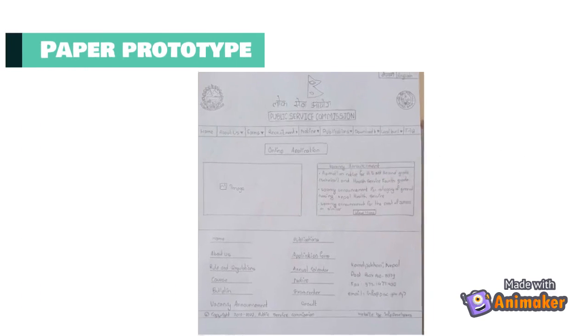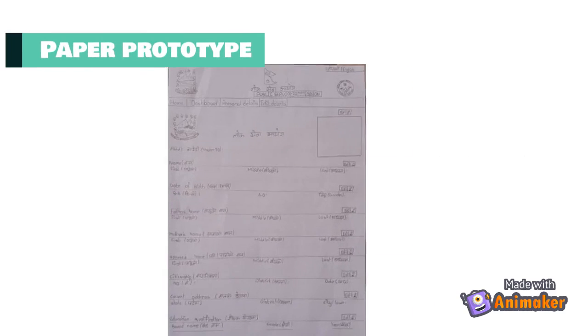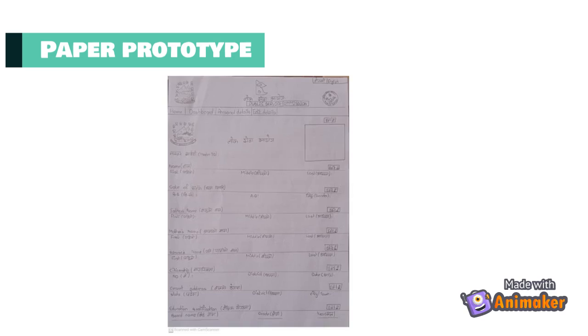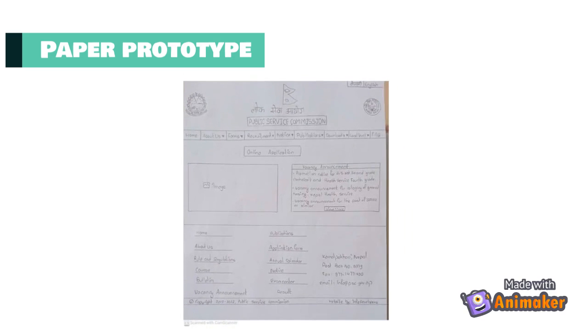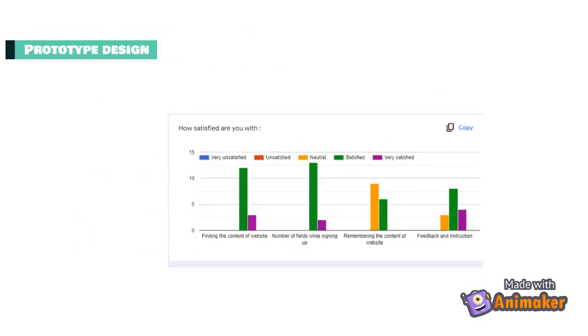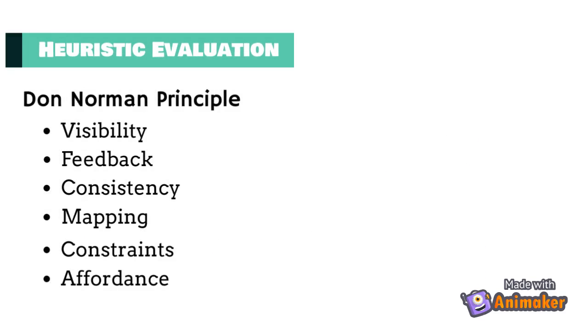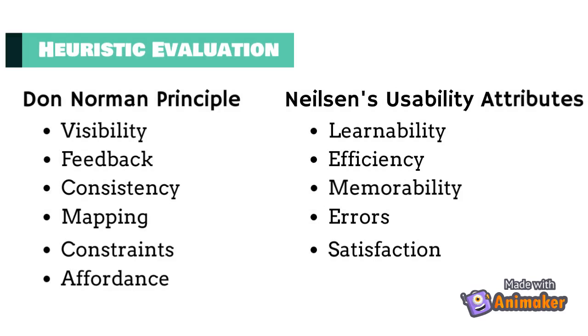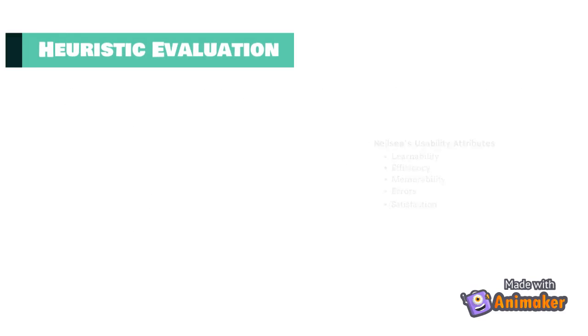Based on the feedback and results from our survey, we designed our prototype and iterated it over time to get additional feedback from the users. Most of the time, users were satisfied with our paper prototype. After that, we used Don Norman principles and Nielsen's usability attributes to analyze the portal and make necessary adjustments.